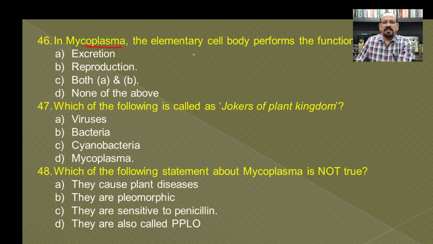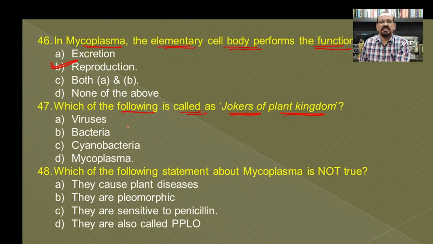Then, in mycoplasma, the main function of the elementary body is reproduction, that is, to increase the number of cells, and hence B will be the correct answer for this question. Then, which of the following is called the jokers of the plant kingdom? We should know that the mycoplasma, because of their ability to change shapes, is known as the jokers of the plant kingdom, and hence D will be the correct answer for this question.